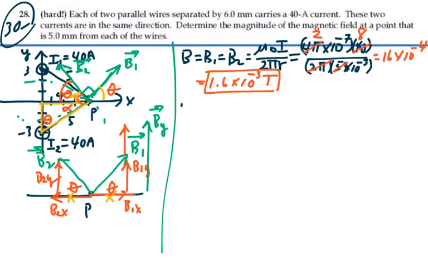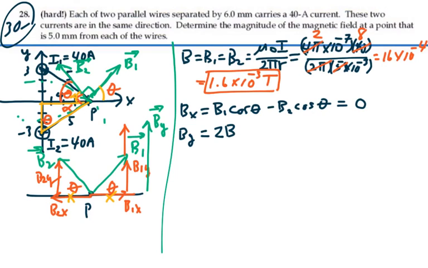And as we said, our Bx is going to be equal to B1 cosine theta minus B2 cosine theta. B1 and B2 are the same, so is cosine theta. So we have no x component. Our By is actually going to be equal to 2 times B sine theta, because we have these two components that are exactly the same adding together. That's going to be 2 times 1.6 times 10 to the minus 3 times the sine of theta.